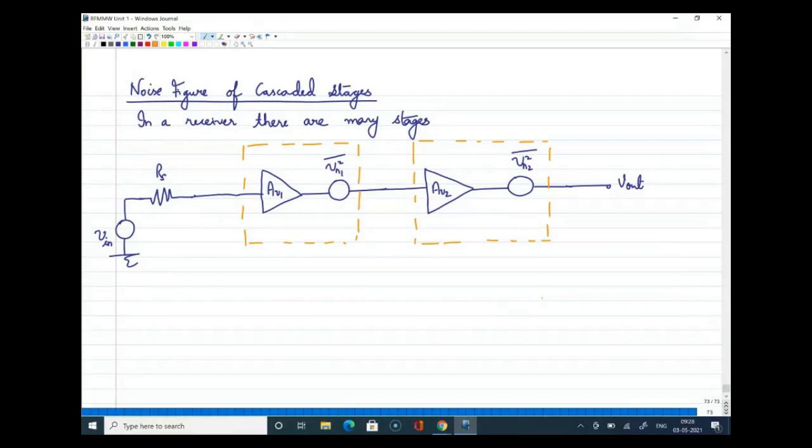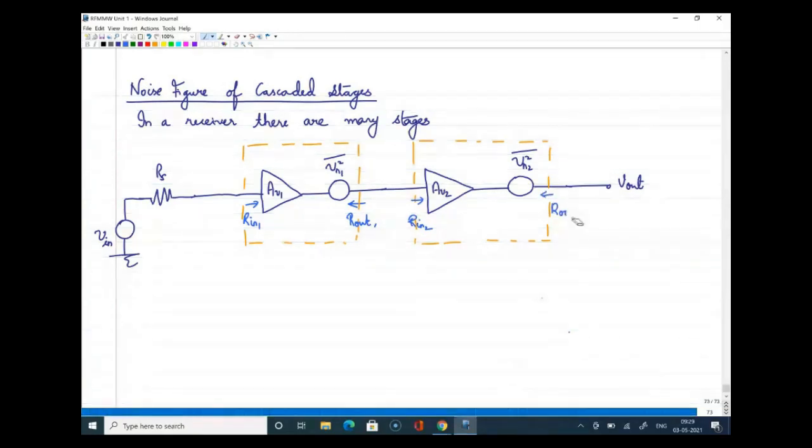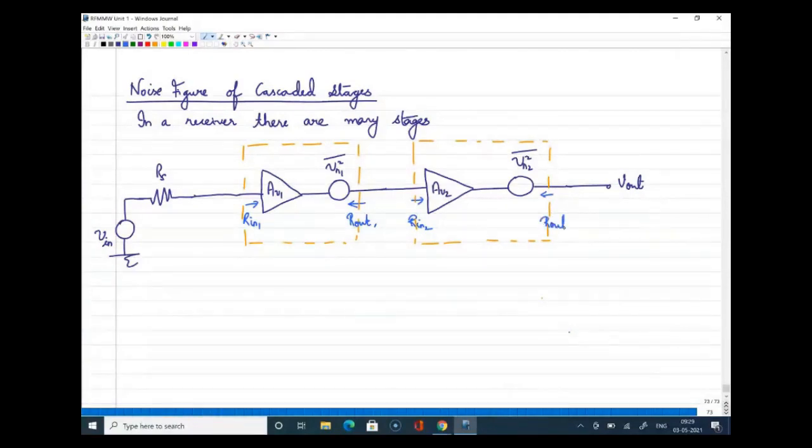Now, the input impedance of the first stage is marked as RN1 here. We can consider this as a voltage amplifier, so the input impedance will appear in parallel, RN1, and the output impedance from this side I'll mark as ROUT1, which is a series component. Similarly, the input impedance of this stage I'm marking as RN2, and the output impedance as RO2. These impedances are marked to write the attenuation factor.